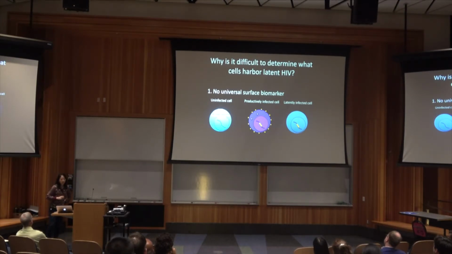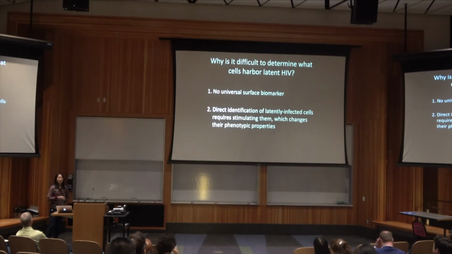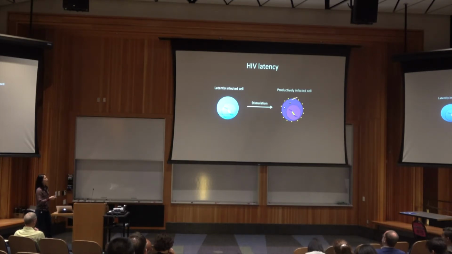Now, because there is no universal surface biomarker distinguishing latent cells from regular uninfected CD4 T cells, direct identification of latently infected cells from patient samples requires stimulating them. And this stimulation will unfortunately change the phenotypic properties of those cells. I illustrate that with this cartoon here. Essentially, when you have a patient sample and you want to know which cells are latently infected, you take that entire sample and stimulate it with a mitogen, for example, anti-CD3/CD28. What the stimulation will do is cause any latently infected cell in that sample to start expressing HIV proteins, and then essentially that cell becomes a productively infected cell, what we call a reactivated cell.